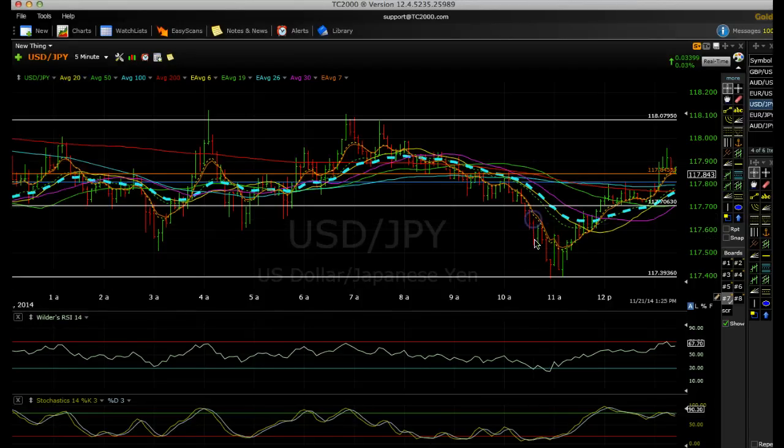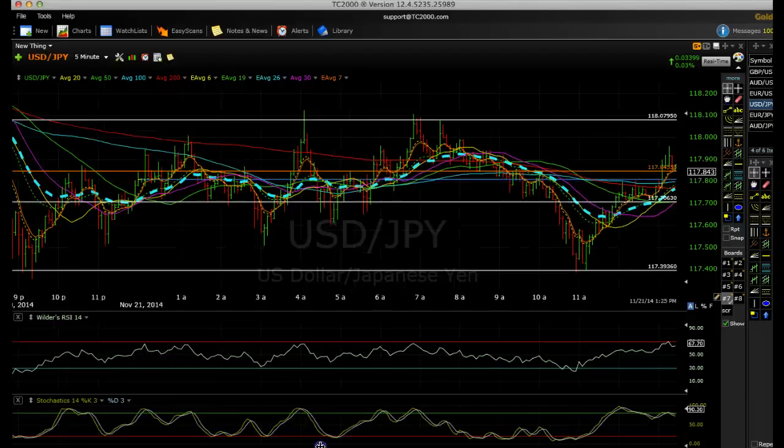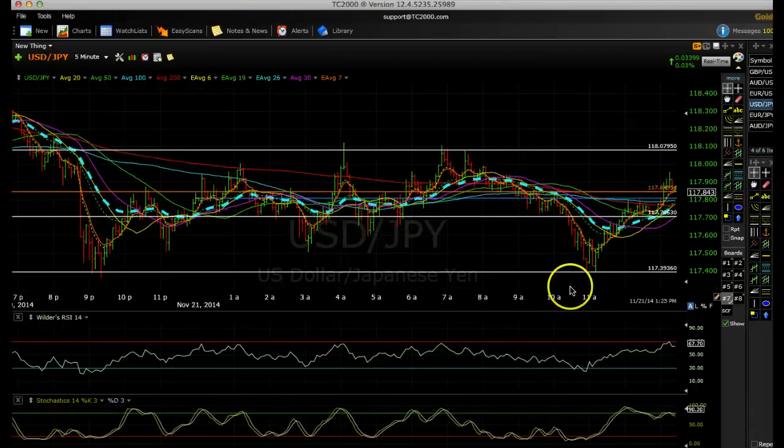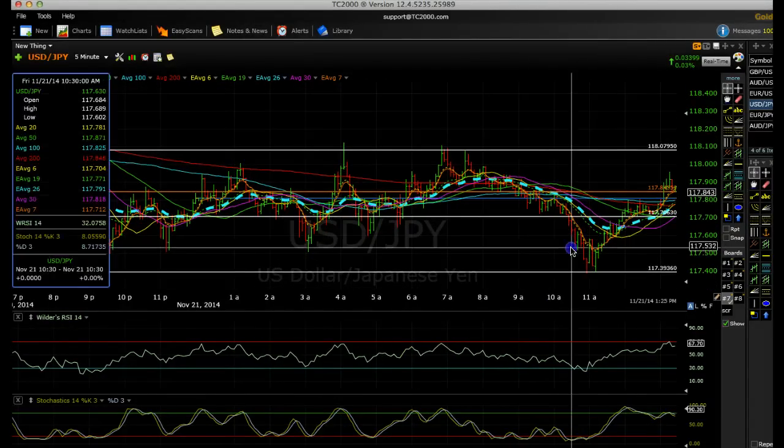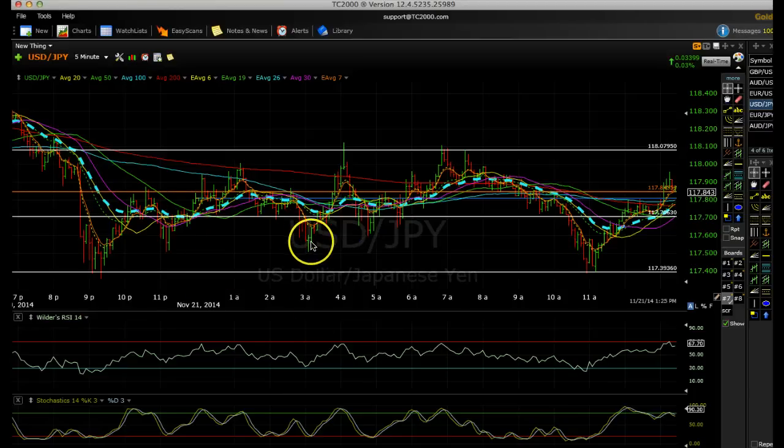RSI first touched oversold here. Now why wouldn't you use that as a good entry? Perfect example is because, let's zoom back out. Perfect example on why you wouldn't use this as a good entry is how this actually did.